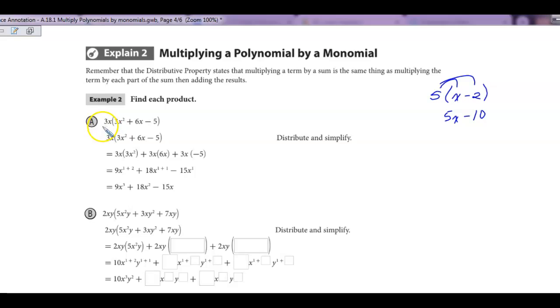Over here, we're going to distribute the 3x. So we're going to take 3x times 3x squared. 3 times 3 is 9. X times x squared is x to the 3rd power. 3x times 6x: 3 times 6 is 18. X times x is x squared. And 3x times negative 5. 3 times negative 5 is negative 15. And then bring down my x.